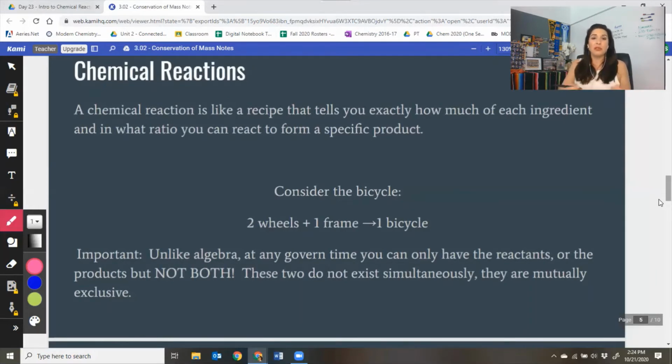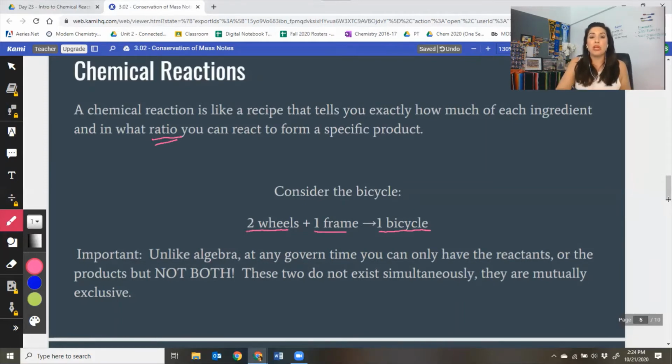So the chemical reaction ratio starts to become more and more important as you make those analogies to baking. Here's another analogy. Consider a bicycle, for example. A bicycle is composed of, let's oversimplify, 2 wheels and 1 frame, and yields 1 bicycle. And we couldn't just have one wheel and one frame. That would be a unicycle, something completely different than a bicycle.